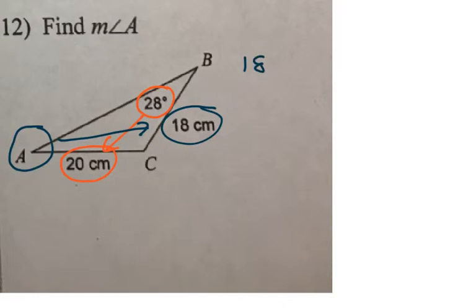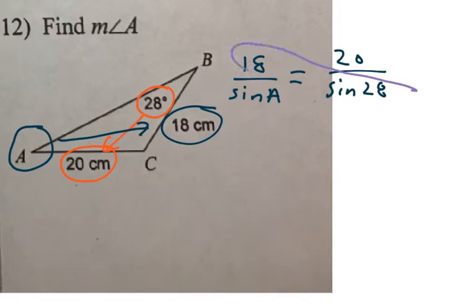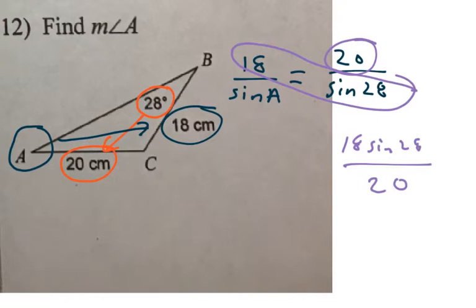The 18, of course, goes with the sine of A. And the 20 is opposite the angle 28, so that goes with the sine of 28. Always match the opposite side with the sine of its opposite angle. Okay? And now it's just a matter of cross multiplying. I know if I do 18 times sine 28, guys, and I divide by 20, I'm going to get the sine of A.